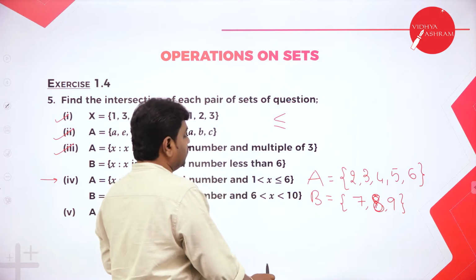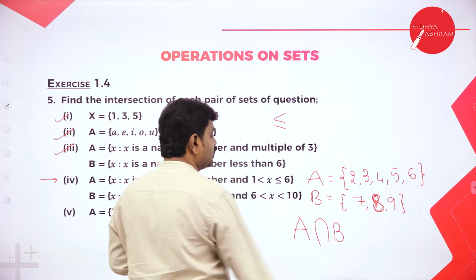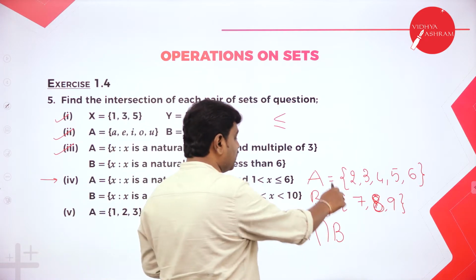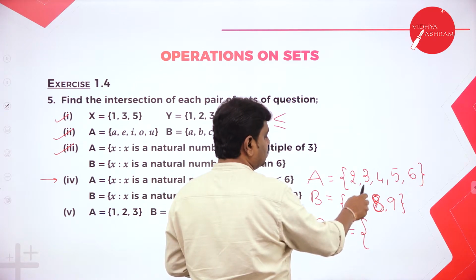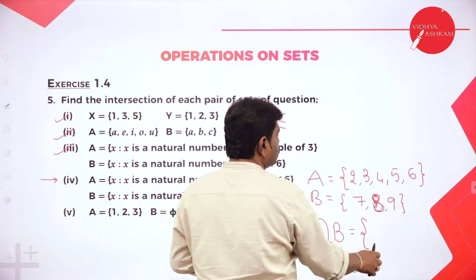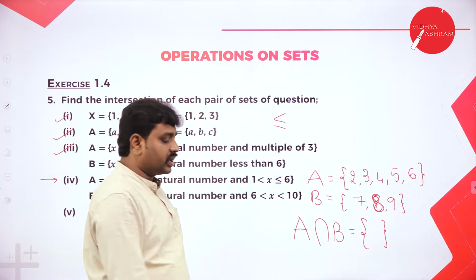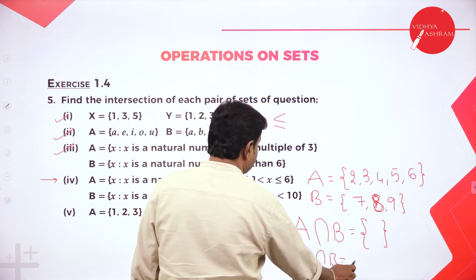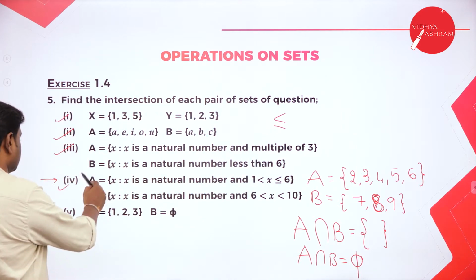They want you to find A intersection B. This is the symbol for intersection. What is A intersection B? Set of common elements in A and B. What are common in A and B? 2 is not present in both. 3 is not present in both. 4 is not. So we don't have any common elements. A intersection B is an empty set. So I can also say A intersection B is the null set psi. That's it. So now we are done with this also.